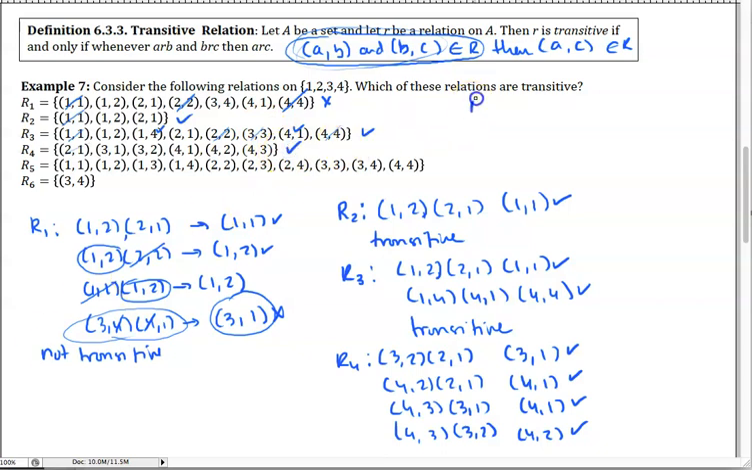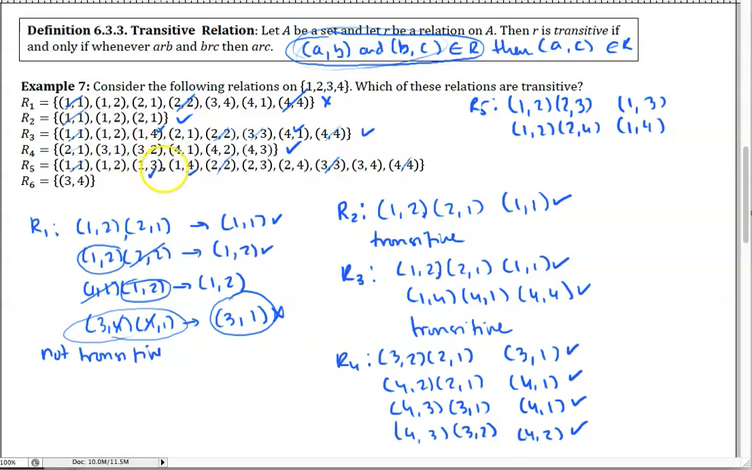Okay, let's look at R5. I don't need to pair up the doubles with anything. They could be a result of a pairing, that's good, but (1,1) and (1,2) is going to give you (1,2), the original one. So let's see, (1,2) and (2,3) would go together, and (1,3) has to be in there, which it is. Okay, (1,2) and (2,4), and (1,4) has to be in there, which it is. I can't pair (1,2) with anything else.